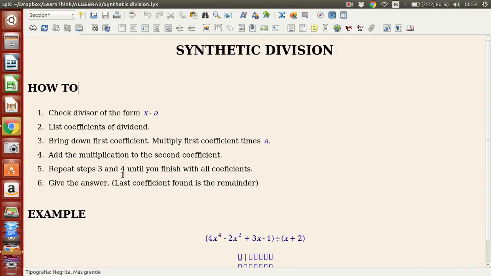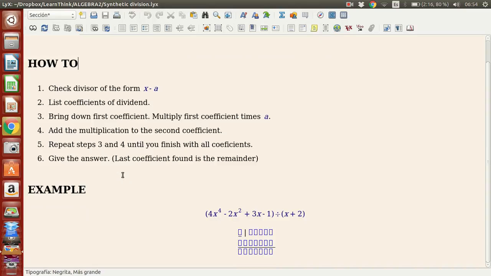Remember that to learn algebra is just to know some steps and apply them, and apply them, and apply them. You don't need to know a lot to understand synthetic division or long division or factoring. You just need to follow the steps. If you follow the steps, you will get anything, and you could do anything in algebra. Let's see how this works. We're going to work with an example.